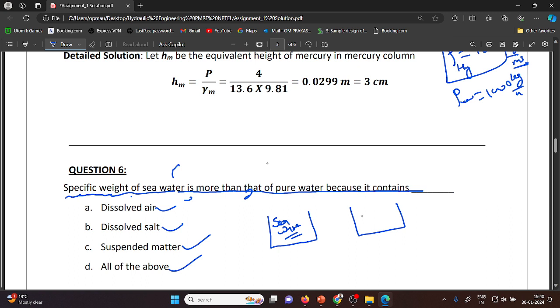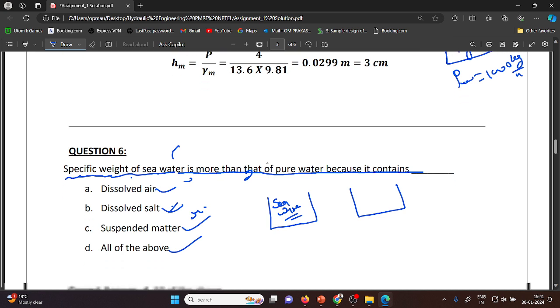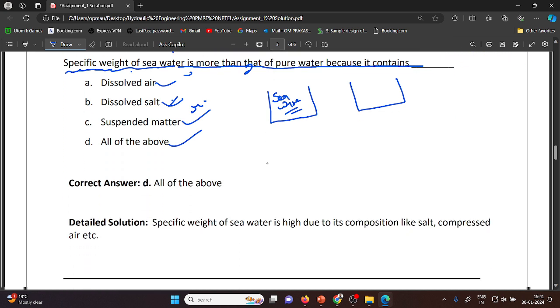Why is the specific weight more? Because all of them are there: suspended matter, let's say sand, is there. Dissolved salt also is there, air is there. So that's why it is all of the above. This question is a general question.